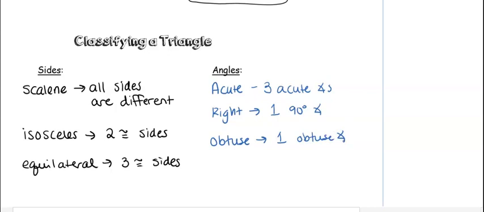Last, we have an equiangular triangle. Equiangular is when all angles are congruent, and that only happens when they're all 60 degrees.